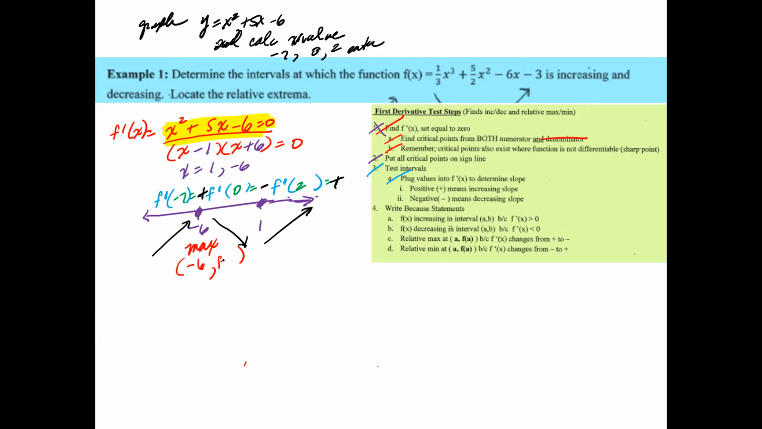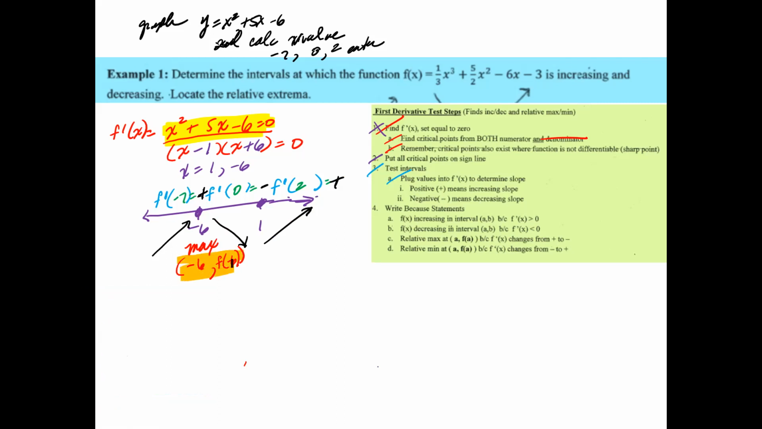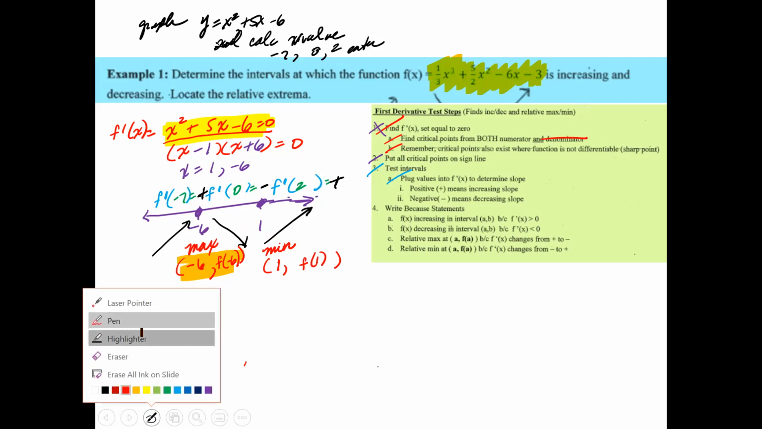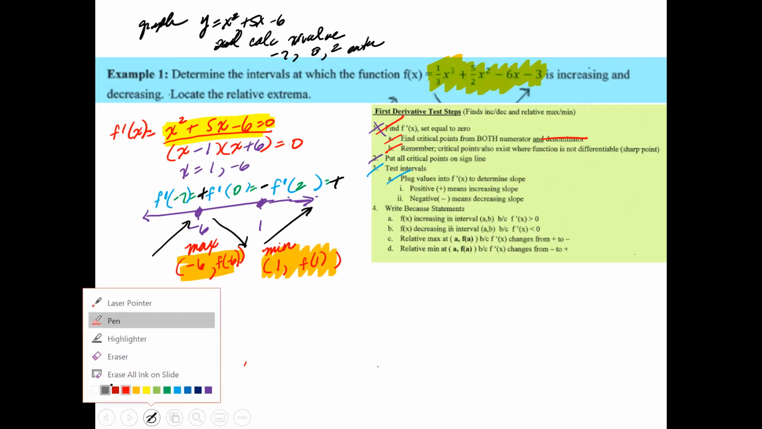Don't know what the y value is, so we have to find f of -6. But when you do that, be careful, because that has to go back to this equation right here, the original, to determine the y value. Do the same thing over here. This is a min because it's a negative going to a positive. So your minimum is at 1, comma, and then f of 1. And again, you want to plug that into the original f of x to determine that.